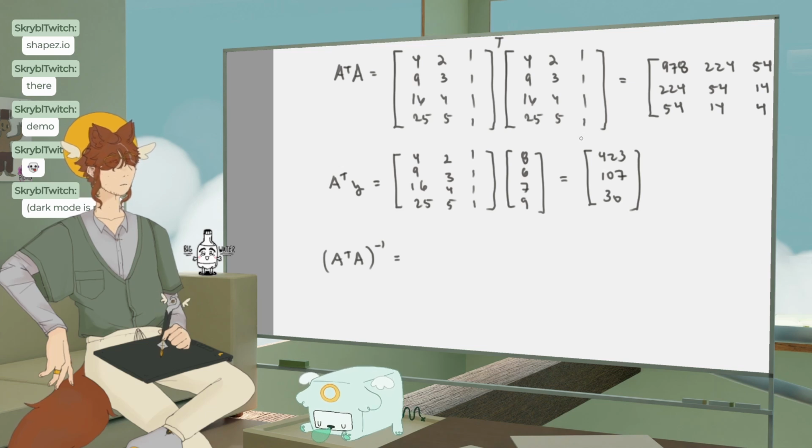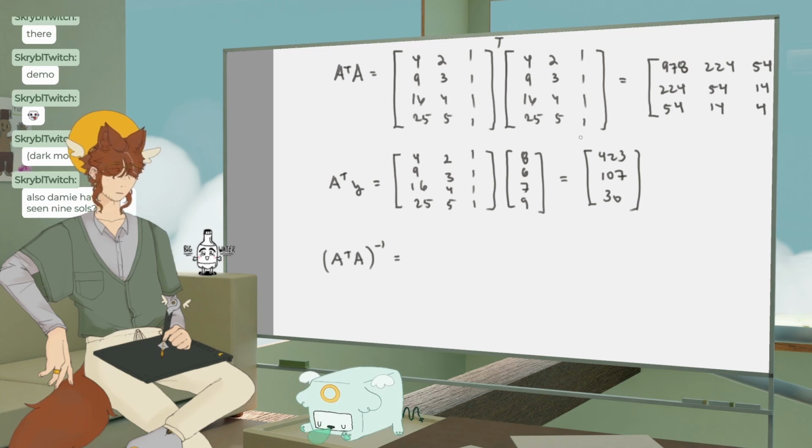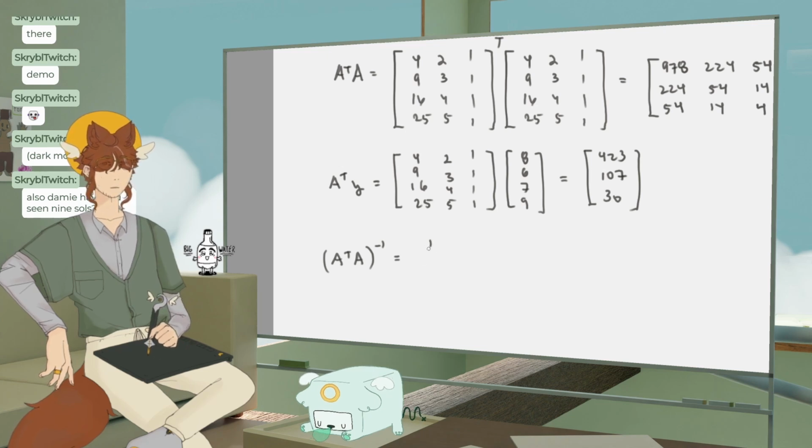Well, the determinant we could do with the triple scalar product. Oh, it just is so bad, though. Yeah, I'd rather do the adjoint. Let's say 1 over determinant, because I don't want to do that right now.